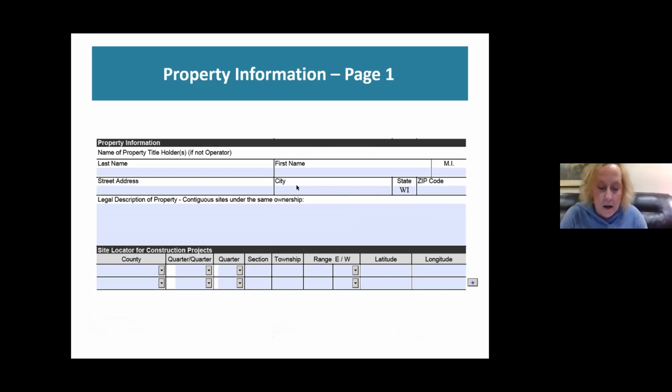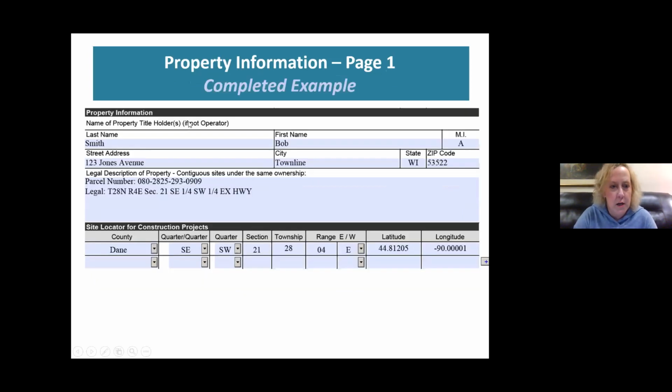Okay, so the property information section pretty plainly shows the name of the property holder, their address, and then also their legal description. And so you can see here's a completed example. You'll notice in the legal description, it includes both the parcel number and the actual legal description. So it can be handy to have both of those.